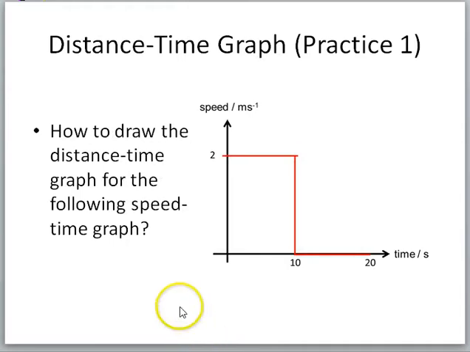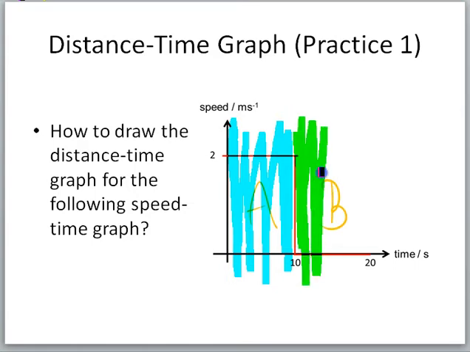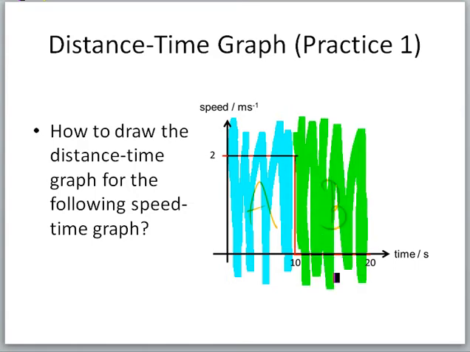Now let's try practicing. How do we draw the distance time graph for the following speed time graph? We can split it into two regions. Region A is this part over here, and region B we put over here, all the way until 20 seconds. So region A, region B.